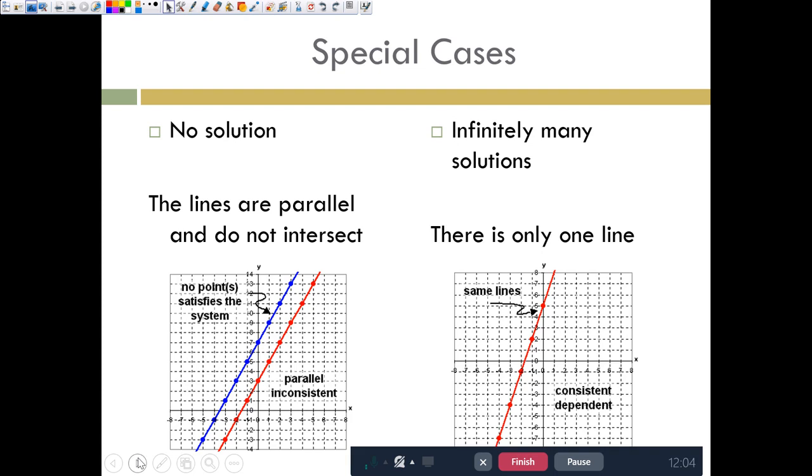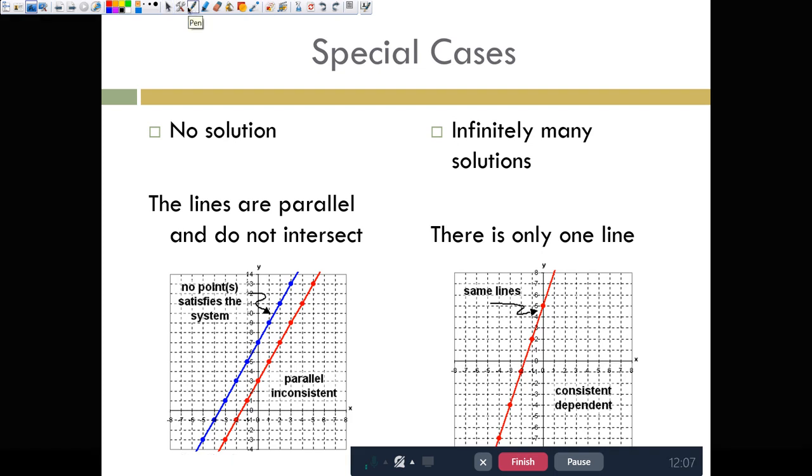Also, when it comes to parallel lines, they are considered inconsistent because they do not intersect, but they are still independent because they are their own equation. When they are the same line, then this is when you have infinitely many solutions. Every single point is the same. And this is considered consistent and dependent because it's the same line.